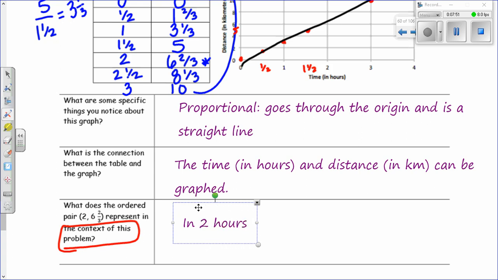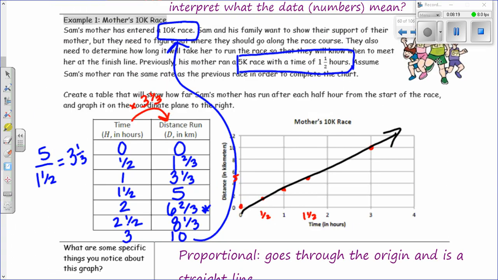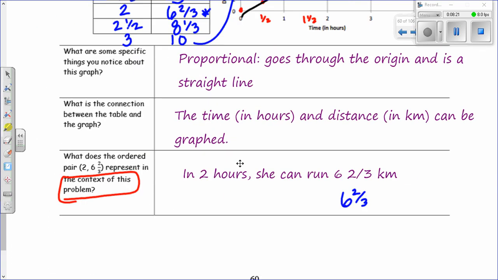You can have in 2 hours, she can run 6 and 2/3 kilometers. Okay, and just a quick thing here, 6 and 2/3 looks like this, the mixed number and the fraction. Or you can say it takes her 2 hours to run 6 and 2/3 kilometers. If she's going to run 6 and 2/3 kilometers, it will take her 2 hours, something along those lines. Okay, that's example 1. Go ahead and turn your page to example 2.